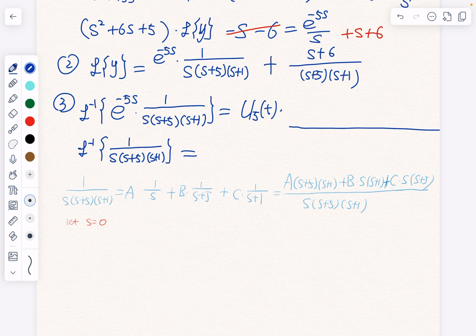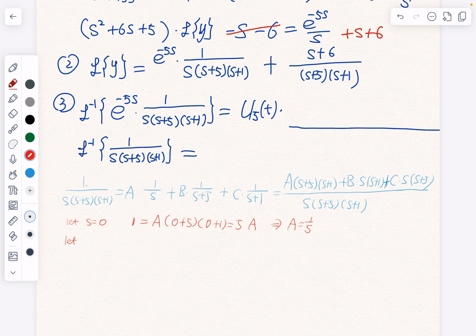By doing that, you realize your numerator becomes some really nice number, because if s is 0, this term is 0, this term is 0, then on the left side, your numerator is 1. On the right side, your numerator is A times s plus 5, s plus 1, which is 5A. You know your A is a fifth.